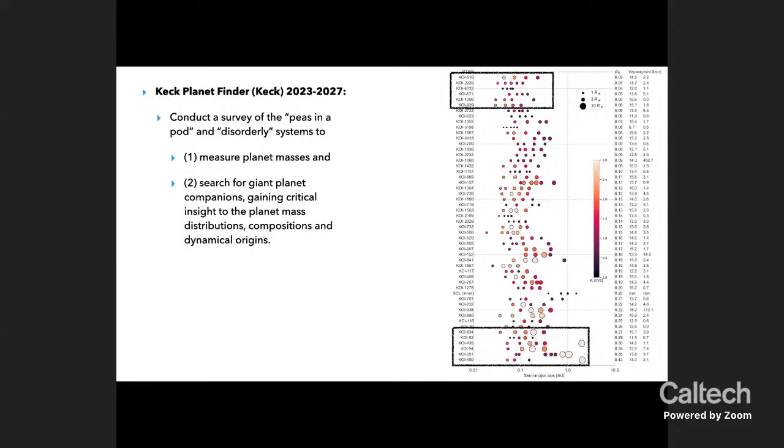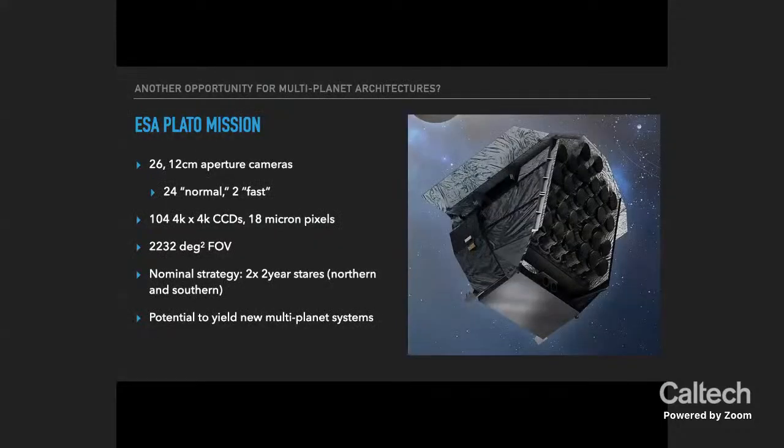In addition to KPF, an exciting new prospect is the ESA PLATO mission. This is an opportunity to extend our knowledge of planetary system architectures, but I think a few different design strategies are still under development. The nominal mission right now is for two two-year stares, one in the northern hemisphere, one in the southern. For comparison, Kepler was a four-year stare at one patch of the sky.